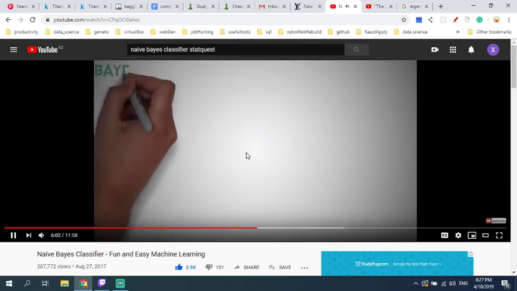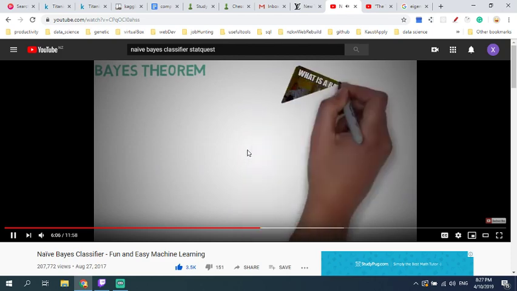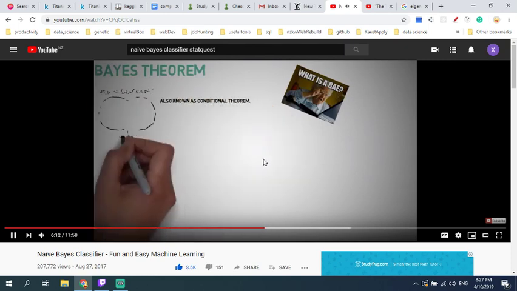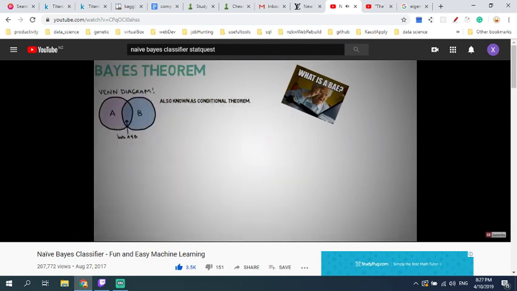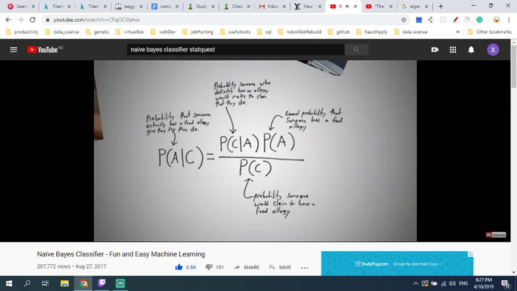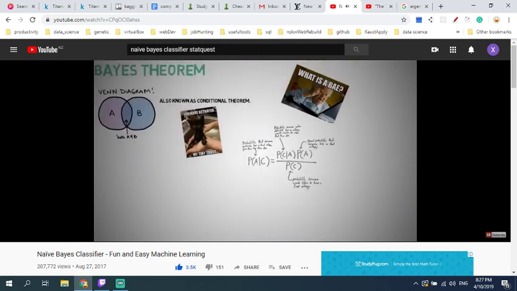Probably you guessed it right. It looks like Bayes' theorem, Bayes' rule. Now, naive Bayes is based on Bayes' theorem, also known as conditional theorem, which you can think of as an evidence theorem or trust theorem. So basically, how much can you trust the evidence that is coming in? And it's a formula that describes how much you should believe the evidence that you are presented with.